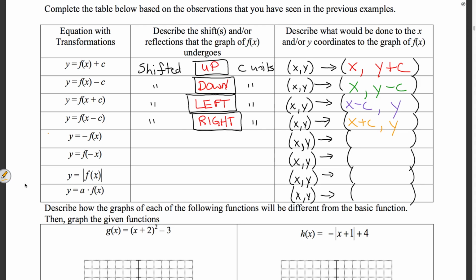Okay. So yeah, that's exactly it. Now what I would do for you guys, I would go through with my highlighter and I would highlight that note right there. X plus C over here turns into X minus C over there. Because that stands out. That's something different we didn't expect.